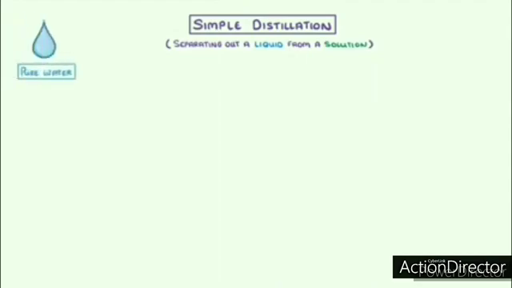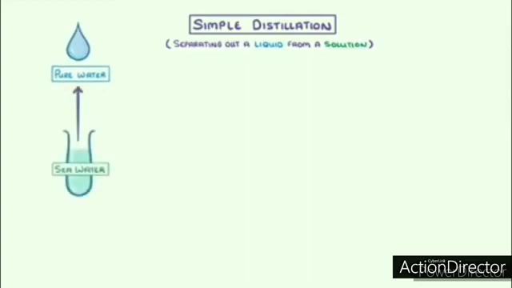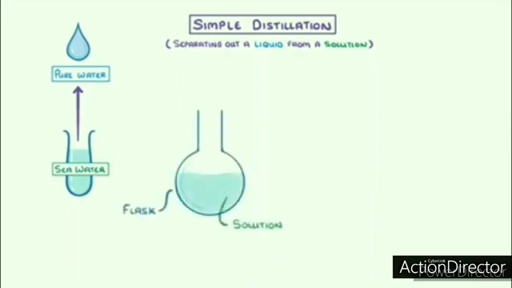So let's start with the simple distillation process. In the simple distillation process, a solid can be separated from a liquid mixture. Here, let's take an example of seawater. We can separate the dissolved salt in the seawater and we can get pure water. Like this, we can separate the solid and liquid by the simple distillation process.